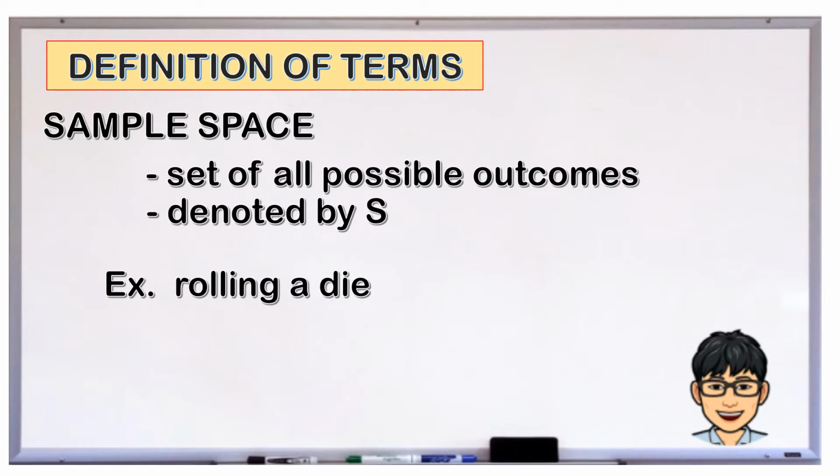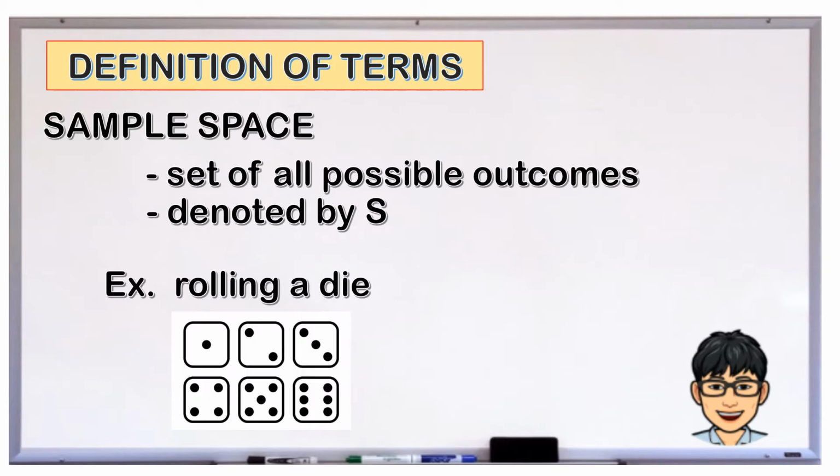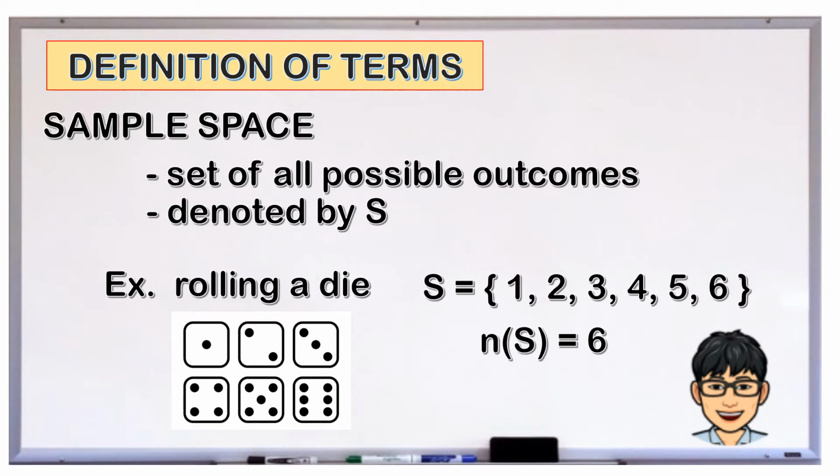Next example, in rolling a die, we all know na ang possible outcomes nito ay 1, 2, 3, 4, 5, or 6. Therefore, ang mga elements ng sample space for rolling a die are 1, 2, 3, 4, 5, and 6. Makikita natin na ang sample space have 6 elements.